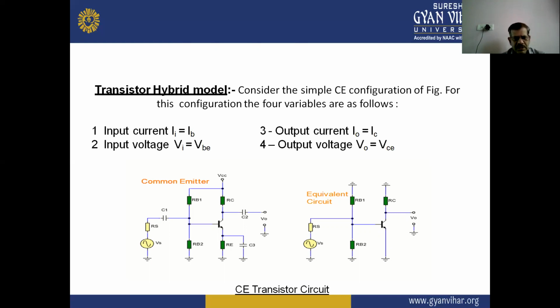So here is a given common emitter transistor circuit. The first is the common emitter transistor circuit, and the second is the equivalent circuit of this common emitter transistor circuit.